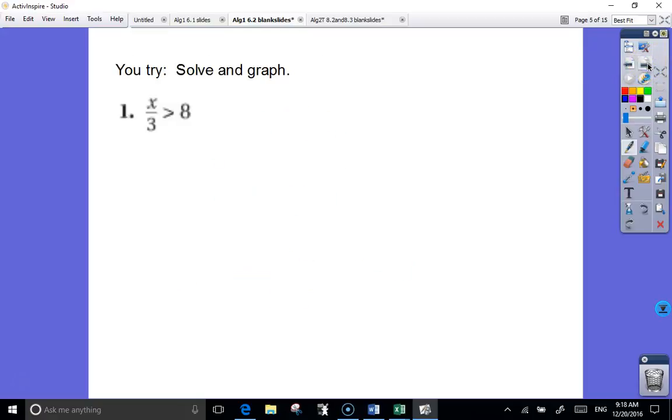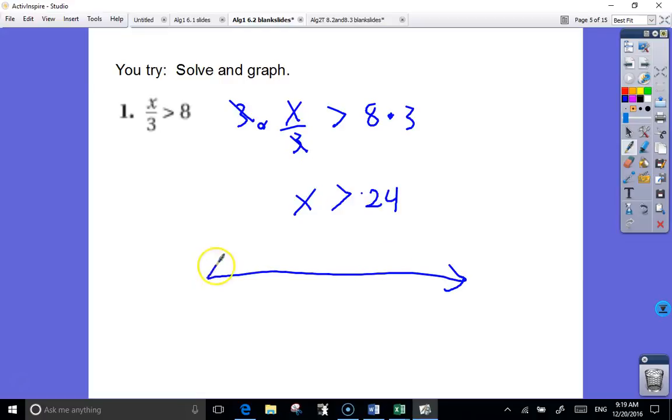Okay, you try. Solve that. Graph it. Okay, here we go. x over 3 is greater than 8. What do I do to solve for x? Multiply by 3. So, cancel. x is greater than 24. Number line. Open or closed? Open. Left or right? Right.